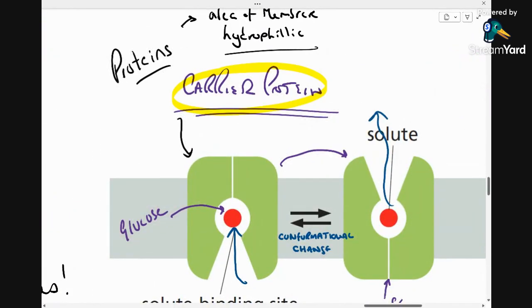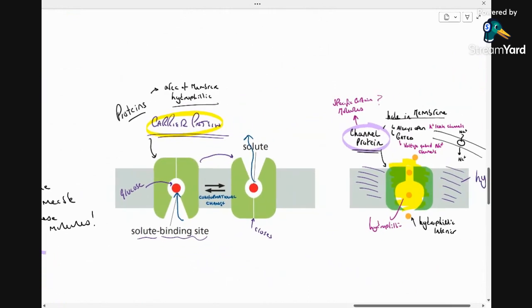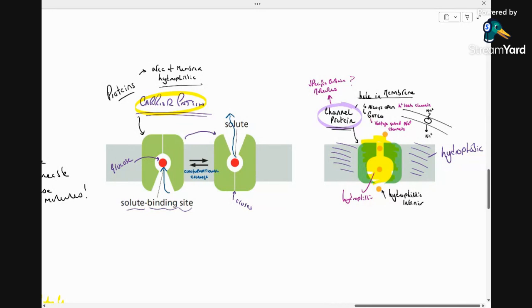That is the difference between a carrier protein. These are carrier proteins that do this, right? They have conformational changes that allow the molecules through, as opposed to just being a hole in the membrane that you can either gate or not.